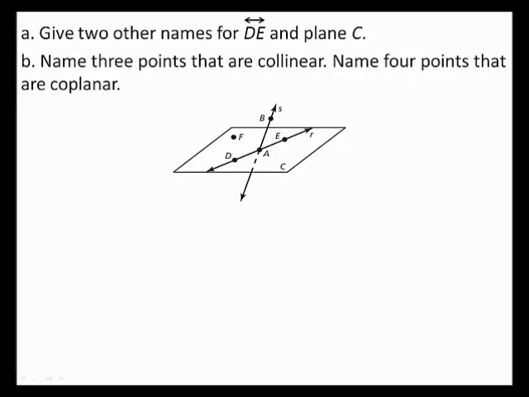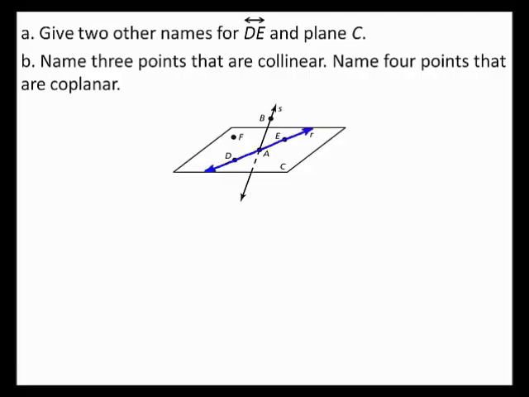A. Give two other names for line DE in plane C. And B. Name 3 points that are collinear. Name 4 points that are coplanar. In part A, to give two other names for line DE, first locate line DE on the diagram.